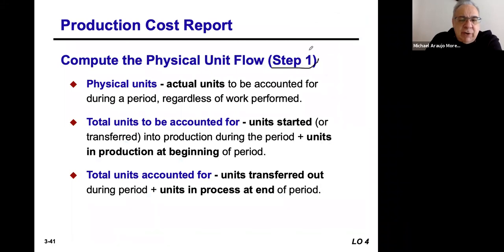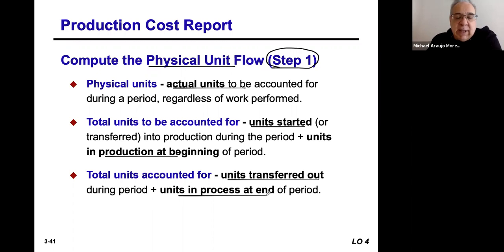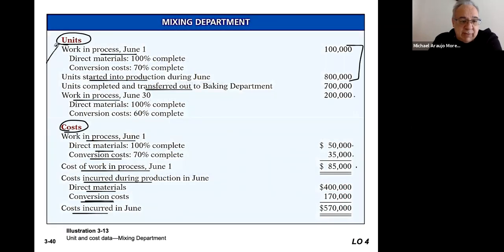So the first step, we look at the physical unit flow, the actual units that are accounted for during that period of time. So again, we look at units started and units in production, and then units transferred out and units that are still being worked on, in essence, work in process inventory. So for that flow, because we're doing units, the numbers are going to come from this area right here. That's what you're going to see.